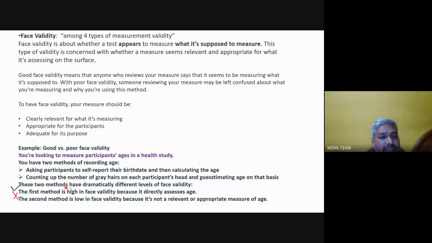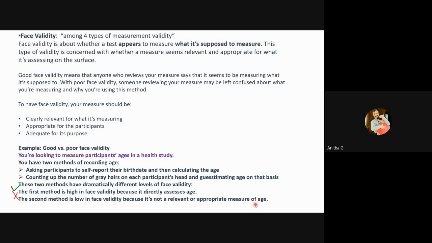So these two methods have dramatically different levels of face validity. The first method is high in face validity because it is directly assessing age, and the second method is low in face validity because it is not a relevant or appropriate measure of age. Got it? Yes, sir. Okay.